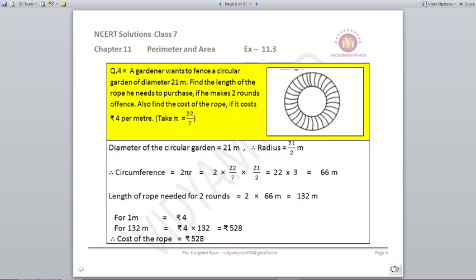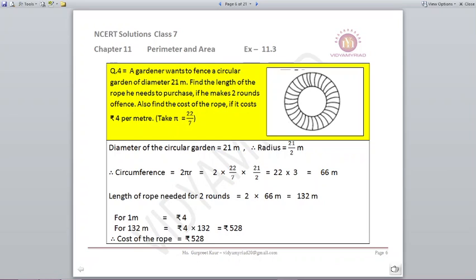Question number 4. A gardener wants to fence a circular garden of diameter 21 meters. Find the length of the rope he needs to purchase if he makes 2 rounds of fence. Also, find the cost of the rope if it costs rupees 4 per meter and pi to be taken as 22/7. Now, first of all, we are given the diameter 21 meters. First we will convert it into radius by dividing it by 2. So, 21 upon 2 becomes the radius of the circular garden.